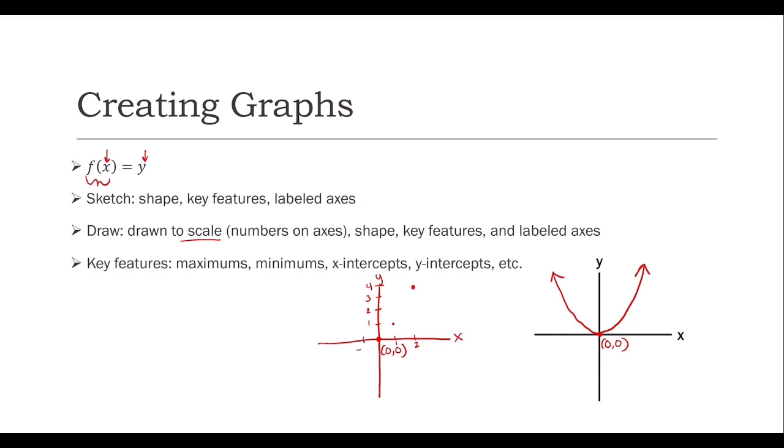You'd also have that in the negative direction. Negative 1 squared is 1, negative 2 squared is 4, and you would actually need to have that scale there if you're going to draw. So this is one when they ask you to draw versus sketch.